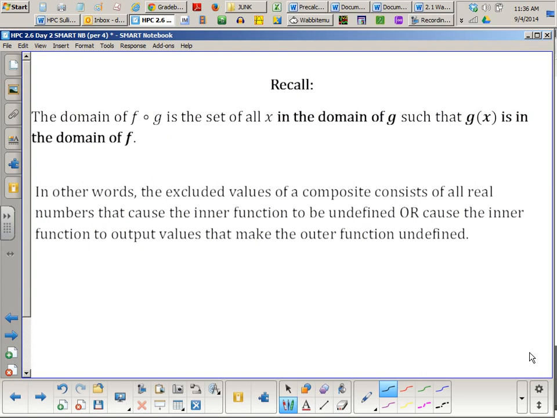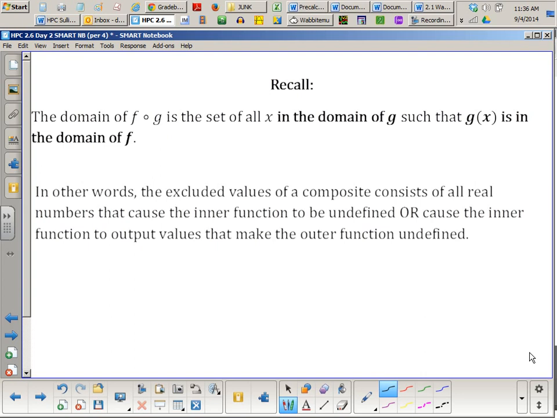So I wrote it in my own words here underneath. I put, in other words, the excluded values of a composite consist of all real numbers that cause the inner function to be undefined, or cause the inner function to output values that make the outer function undefined. It's a mouthful too, but if you read it carefully, you can maybe understand it. Here's basically what it's saying.